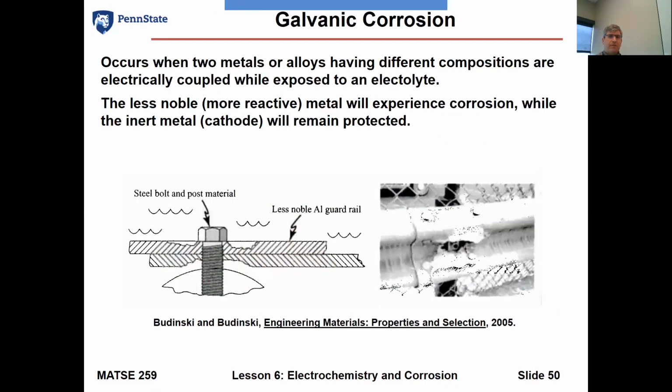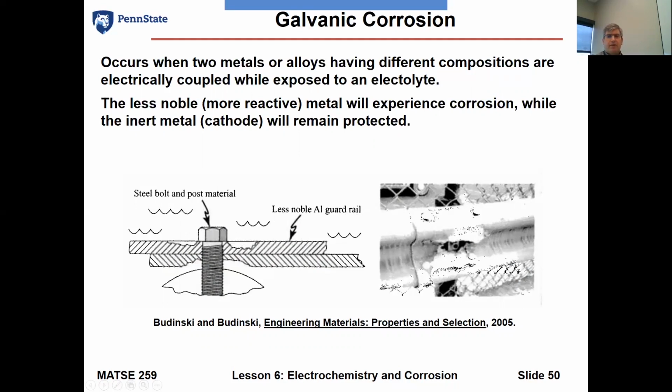Galvanic corrosion, on the other hand, occurs when you have two different metals in contact with each other. And in this case, what you tend to have is a less noble aluminum guard. They call it guardrail here. I think the appropriate term these days is guide rail, because it doesn't really guard you against anything, and steel. And with the steel, if we remember our galvanic series, we know that aluminum is lower on it. So the less noble will experience corrosion while the more noble metal will somewhat remain protected.